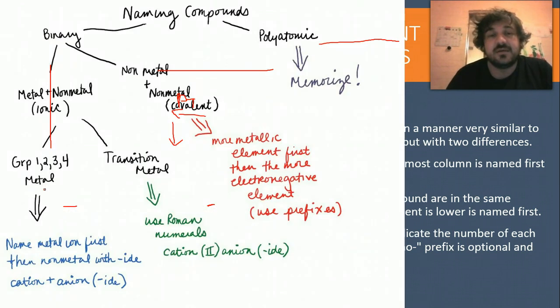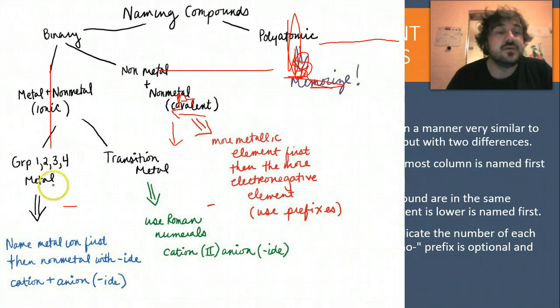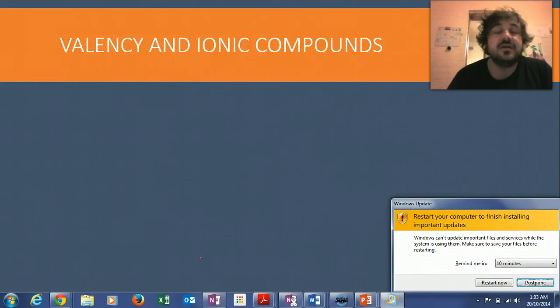Here's a little summary, very quickly. Binary compounds: non-metal plus non-metal, the more metallic element to the left gets named first, and use the prefixes. If it's a group 1, 2, 3, or 4 metal, the metal ion goes first, and we put "ide" on the end, straight ahead. This one here, you don't need to know so much. We'll get to that in class. That's a deeper conversation.